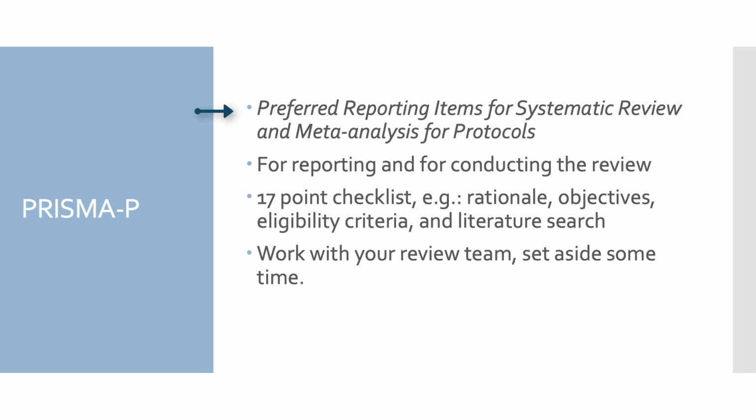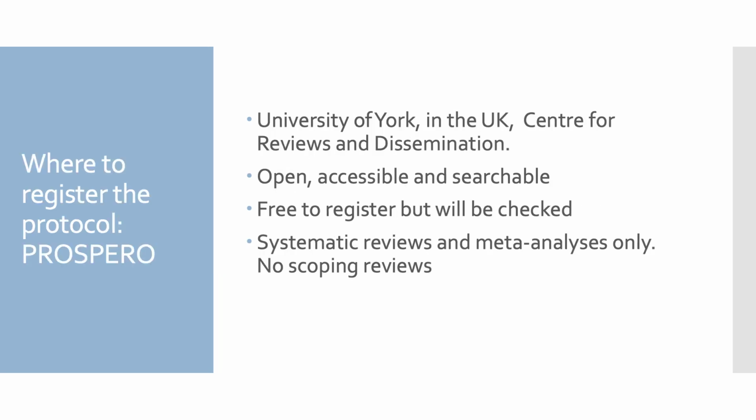PRISMA-P, which stands for Preferred Reporting Items for Systematic Review and Meta-Analysis for Protocols, is the document to follow as a reporting guide when you're writing the review, as well as for advice while conducting the review. PRISMA-P has 17 points on its checklist, which forces authors to consider key concepts like the rationale for conducting the review, the objectives, eligibility criteria, literature search strategies, among others. It requires thought and consensus from your review team, so make sure you set aside time and communicate with others.